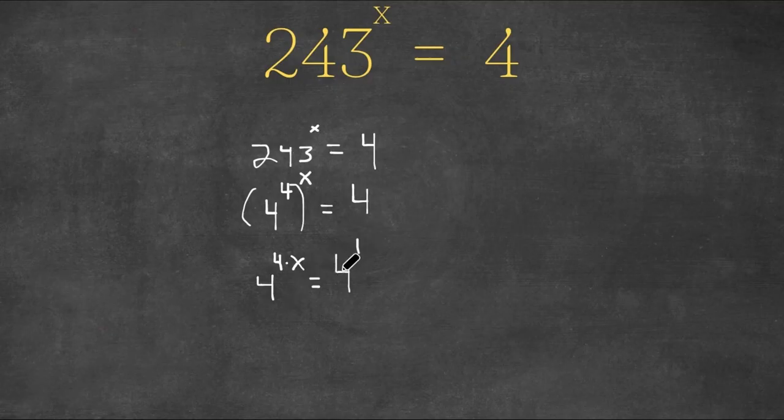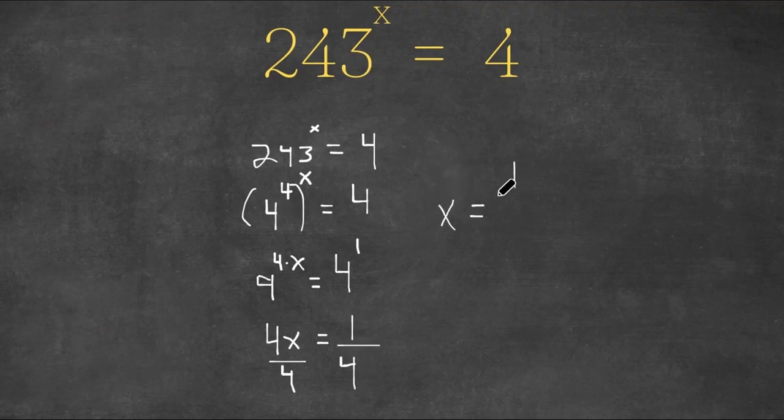Because these two bases are the same, that also means that our exponents are the same as well. So why don't we ignore these bases for now, and let's just focus on our exponents. We could write our equation 4x, or 4 times x, equals 1. We're setting our exponents the same because if our bases are the same, then our exponents are as well. So now all we have to do is simply solve for x. I'm going to divide by 4 on both sides to isolate x, and we are left with x equals 1/4.